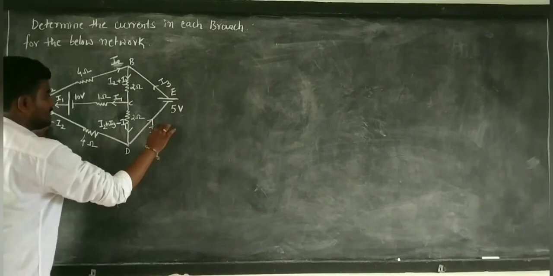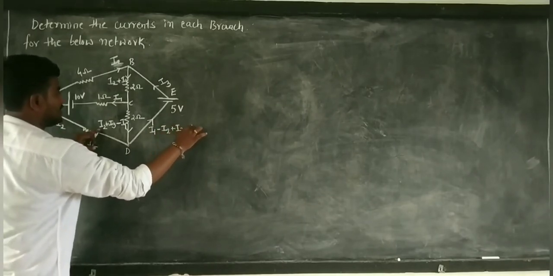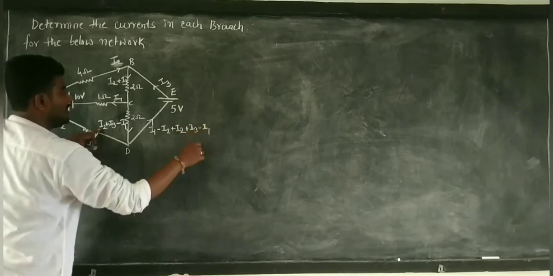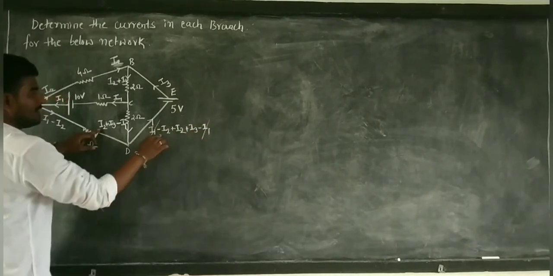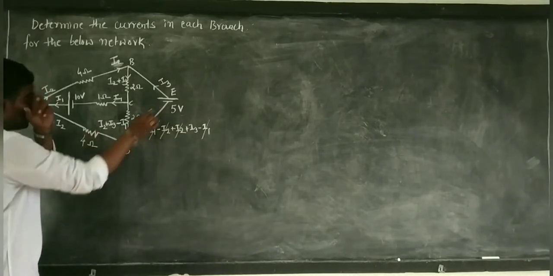I1 minus I2 plus I2 plus I3 minus I1. So I1 is cancelled, I2 is also cancelled. What remains? I3. So what is the current going from D? I3.